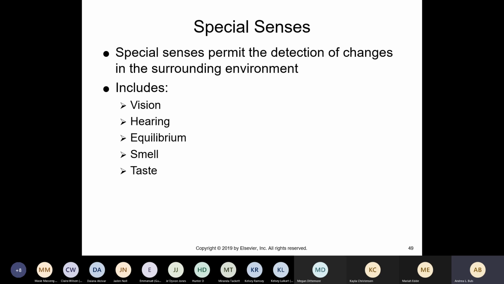And then, like I said, special senses. These senses permit us to detect changes in our environment. So vision, hearing, equilibrium, which some of our equilibrium is controlled by the inner bones in our inner ear. Smell and taste also.